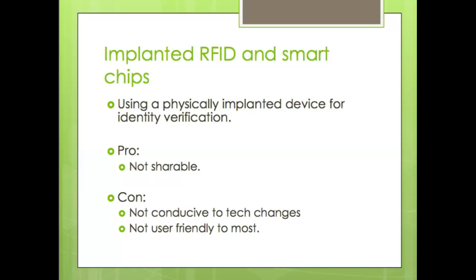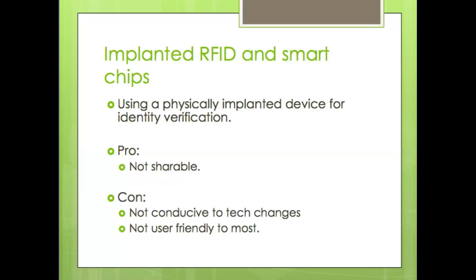And finally, I'd like to talk about the implanted RFID and smart chips. So it's a physically implanted device for identity verification. Again, I put a chip in my dogs in case they get lost. And most vets today and all humane societies and dog pounds, if you will, around the country have a reader, and they just scan the back of the neck because it always goes in the same spot, and they can find out who the dog belongs to if it lost its collar and got away.